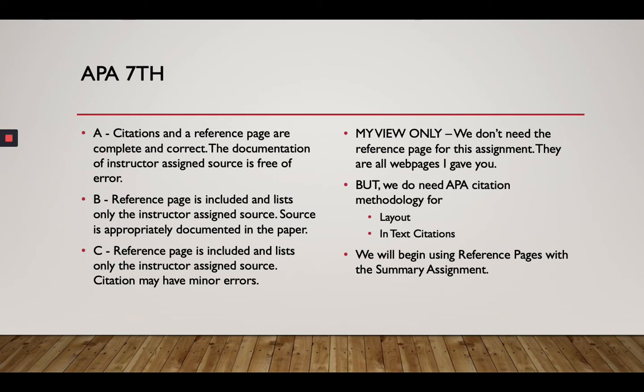But things we do want. We want the layout to be correct. We want the in-text citations to be correct. And these are things that you're going to be practicing. We'll build in other skills as you guys go along. We will start using references pages in my class with the summary assignment. Most of these things are web pages, which are already kind of messy to deal with in APA, and none of them have page numbers, so we don't need to worry about that. I don't care about paragraph numbers. We don't need to worry about that. It's just going to be the author and the year.